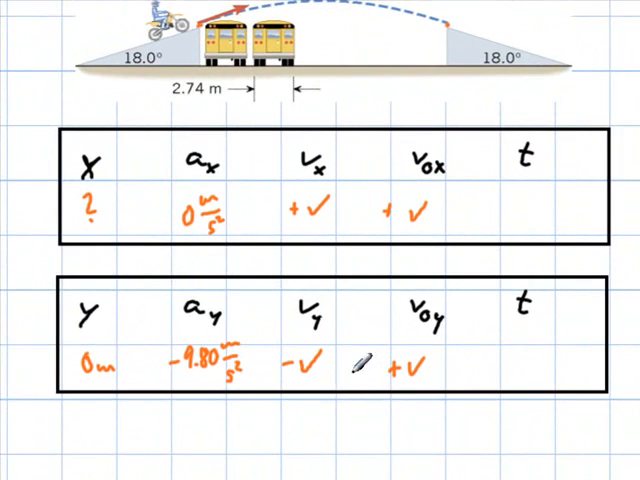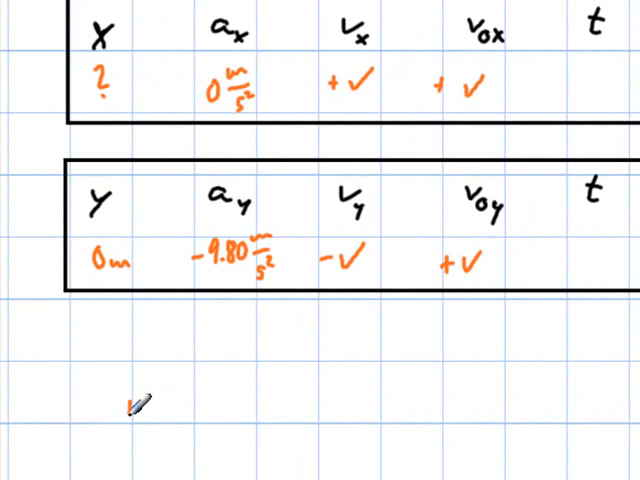with our problem. So the range equation is negative v0 squared times sine 2 theta divided by ay.